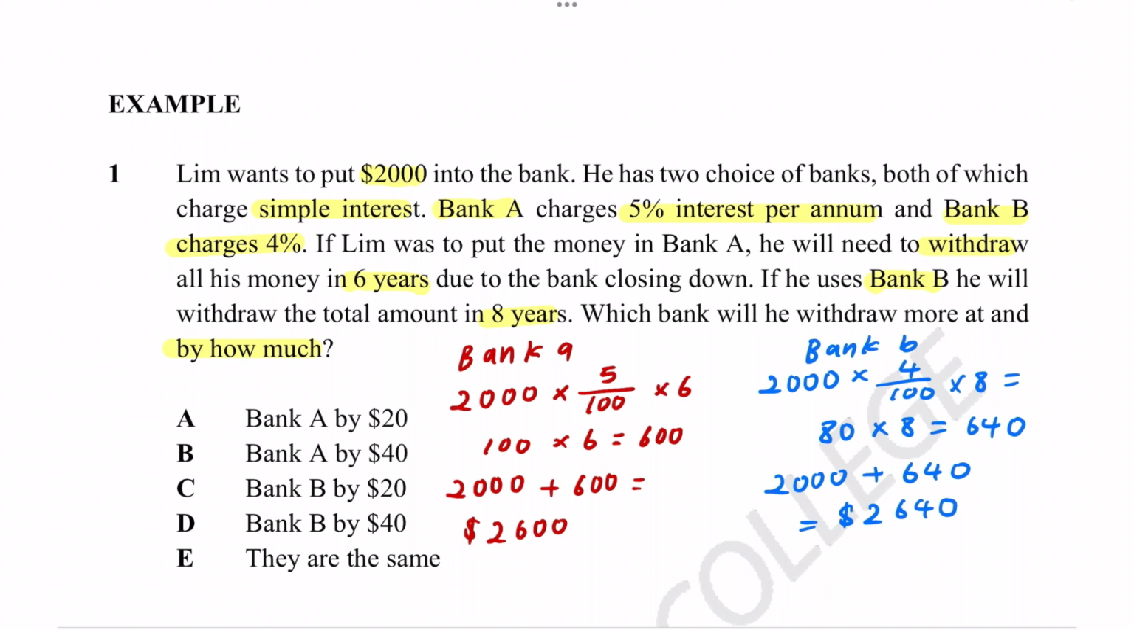2,640. Therefore, now we know the difference. 2,640 minus 2,600 equals 40. So as we can see, Bank B has a higher amount by $40. So the answer will finally be D, Bank B by $40. So that's basically how you would solve a simple interest question.